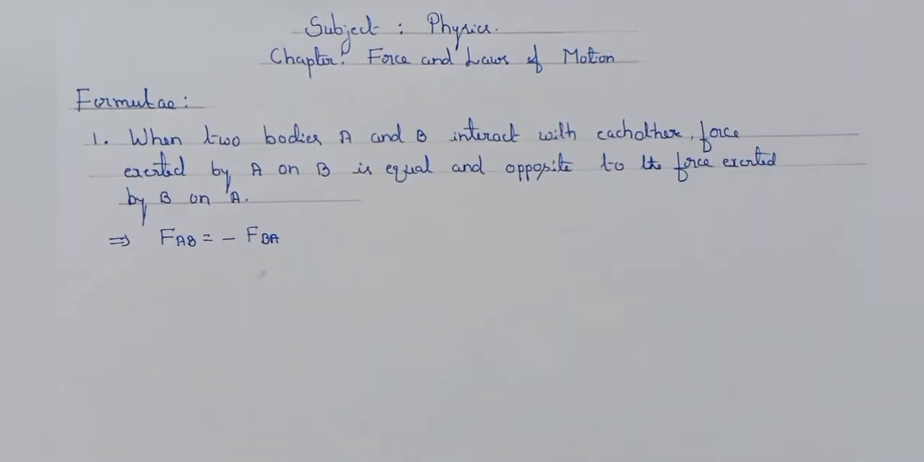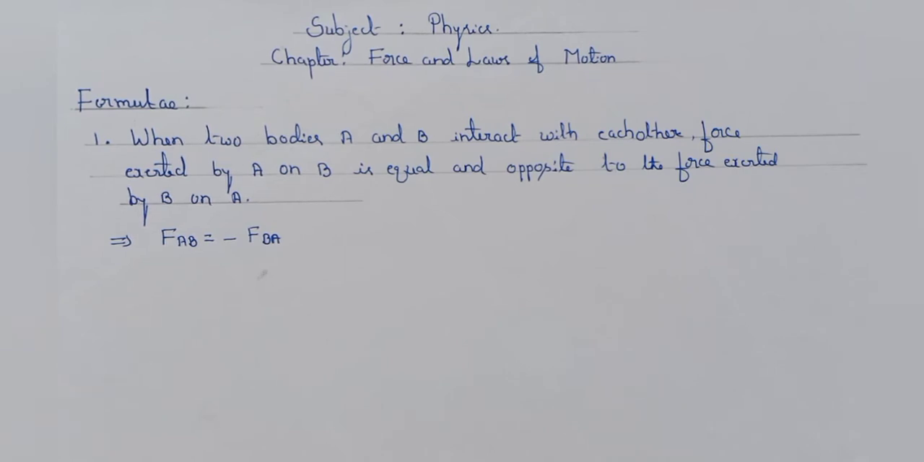You know, when two bodies A and B interact with each other, the body A exerts a force on body B. On the other hand, the body B also exerts an equal amount of force on body A but in opposite direction. Here, the force exerted by the body A on B is given by FAB, and the force exerted by the body B on A is represented by FBA. Since these two forces are equal and opposite, we can write it as FAB is equal to minus FBA.